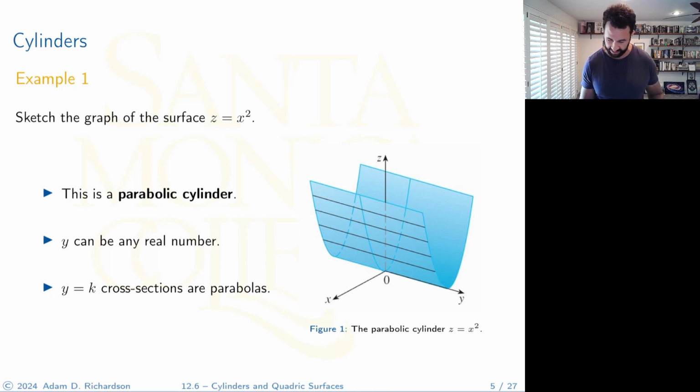And you can kind of see these cross sections right in here. They're called traces. We're going to look at them in just a minute. This right here is basically the parabola z equals x squared. But because y is a free variable, you're going to have parabolas infinitely along the y-axis. So y can be any real number. y equals k gives you cross sections, like I was just showing you here. Here's a cross section, here's a cross section, here's a cross section. And every one of those cross sections is a parabola. That's the idea. So that is a parabolic cylinder, right? Not a circular cylinder, it's a parabolic cylinder.